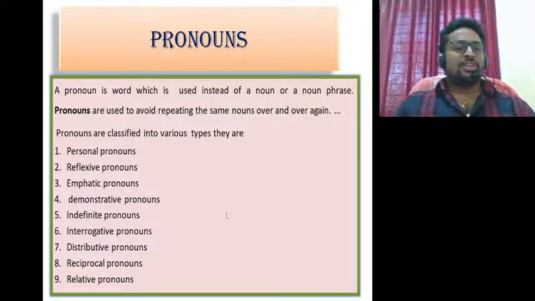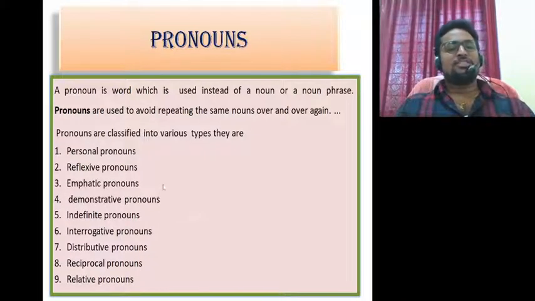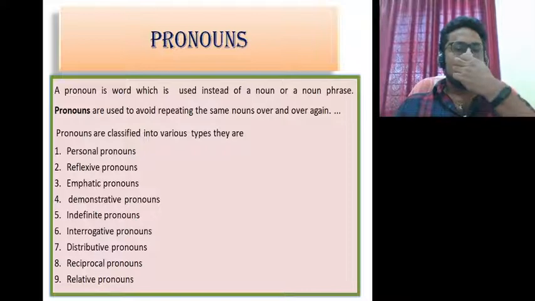Okay? Majorly, we have 9 types of pronoun in English. Pronouns are classified into various types. They are as follows. First one is personal pronoun. Second one is reflexive pronoun. Third one is emphatic pronoun, then demonstrative pronoun, indefinite pronoun, interrogative pronoun, distributive pronoun, and reciprocal pronoun. And the last one is relative pronoun. In this class, we are going to know in detail about all these pronouns.